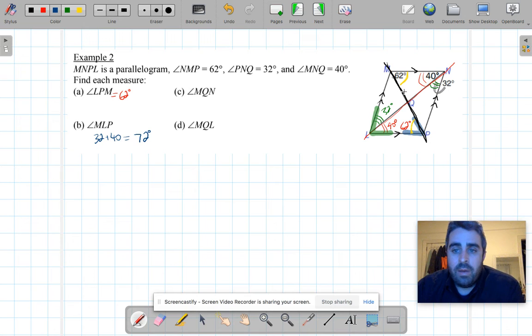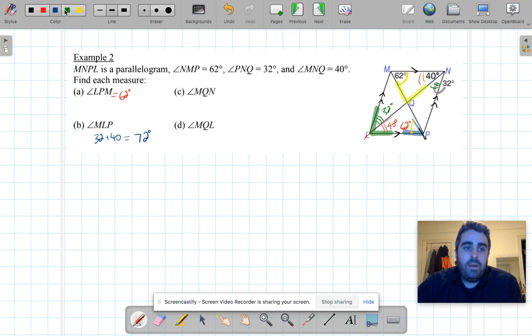Next, we need to find MQN. MQN, that's this one located right here. I'll highlight it. So our diagram's getting a little bit messy. Maybe I'll actually erase a little bit of this first so we can see a little bit better. Yeah, I think that will help. Okay. So now we're looking for this one, MQN.